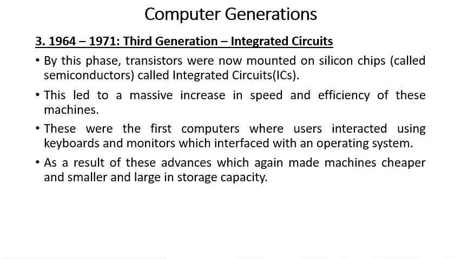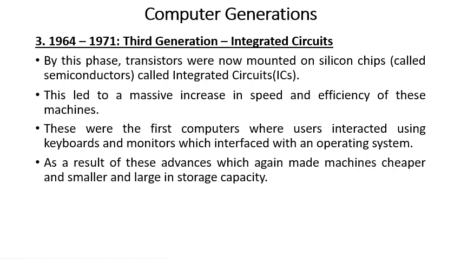So now you can imagine the size of the computer. This led to a massive increase in speed and efficiency of these machines. Speed is very fast compared to the second generation of computers, and these were the first computers where users interacted using keyboards and monitors which interfaced with an operating system.